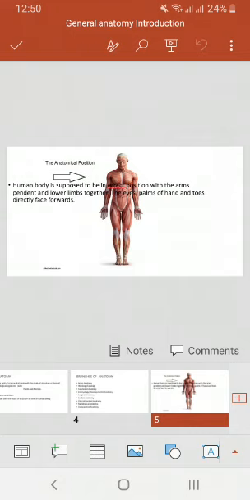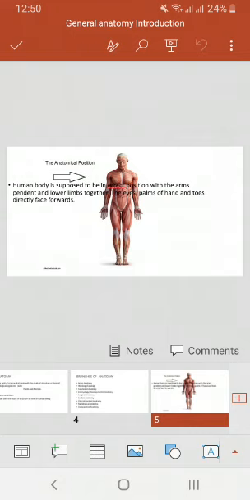What is the normal anatomical position of the human body? The human body is supposed to be in an erect position with the arms pendant and the lower limbs together, and the eyes, palms of the hands and toes directly facing forward. This position, which is visible in the slide, is the normal anatomical position, or the supine position, of the human body.